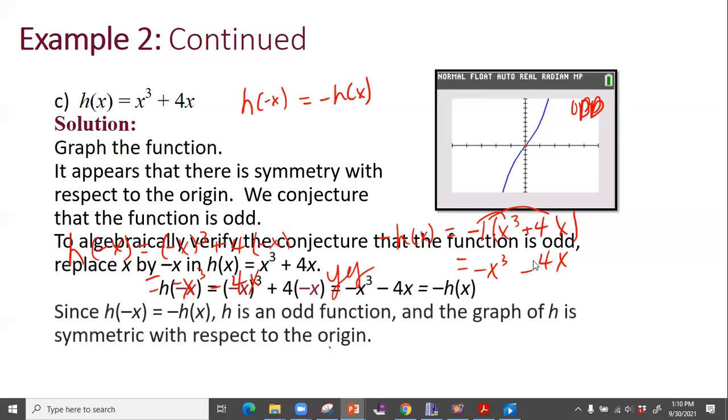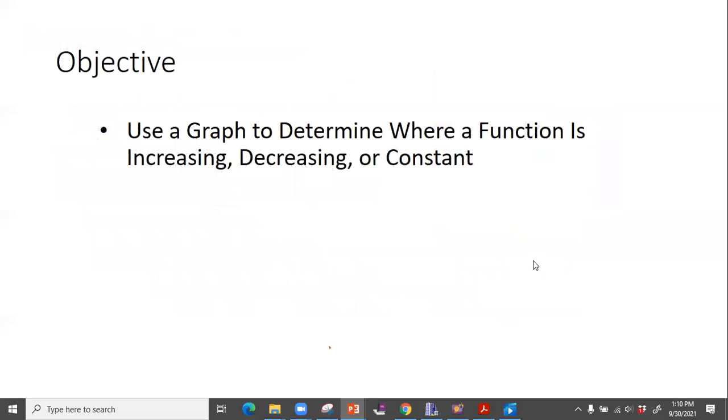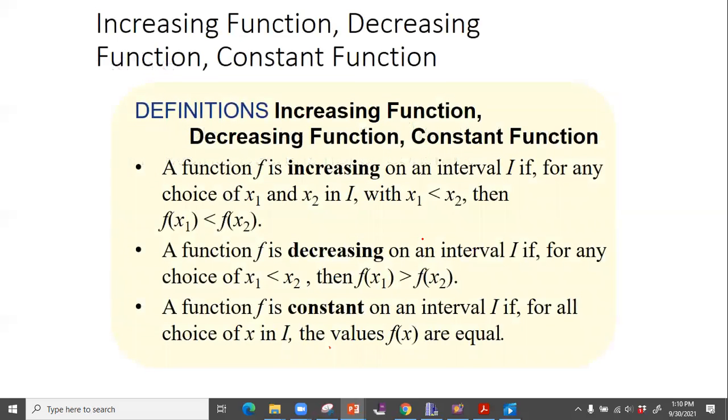All right, so now we're on to determining where a function is increasing, decreasing, or constant. Okay? So if a function is increasing, that means from left to right, the values are going up in some form or fashion. If the function is decreasing from left to right, the values are going down. And the function is constant, no changes taking place. Agree? Sound right? Cool.